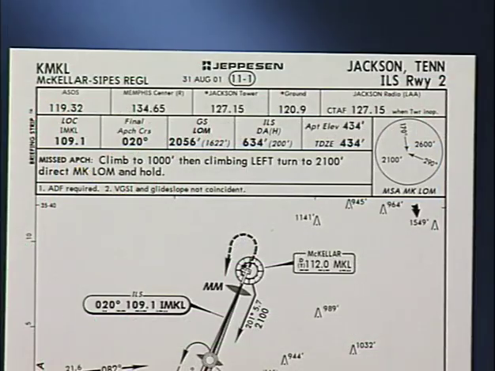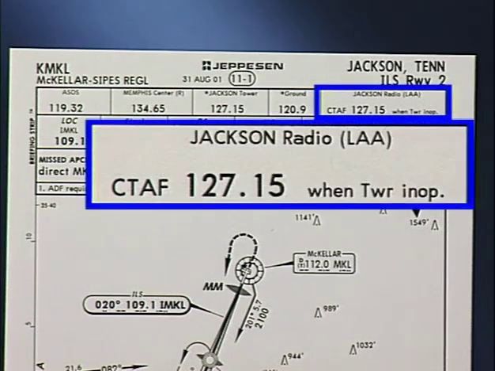In select locations where a Flight Service Station, or FSS, is located on the field and can provide local airport advisories, this information is noted on the chart as it is here in Jackson, Tennessee.